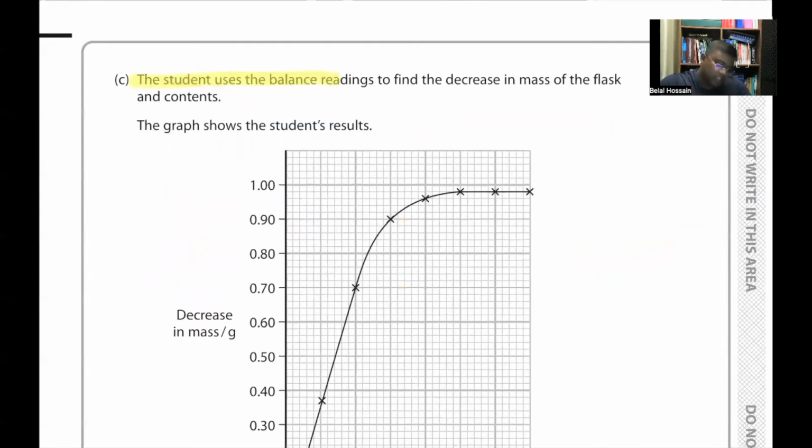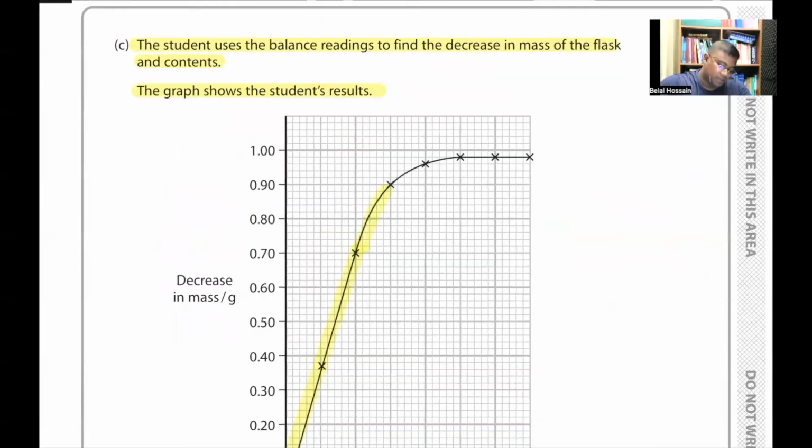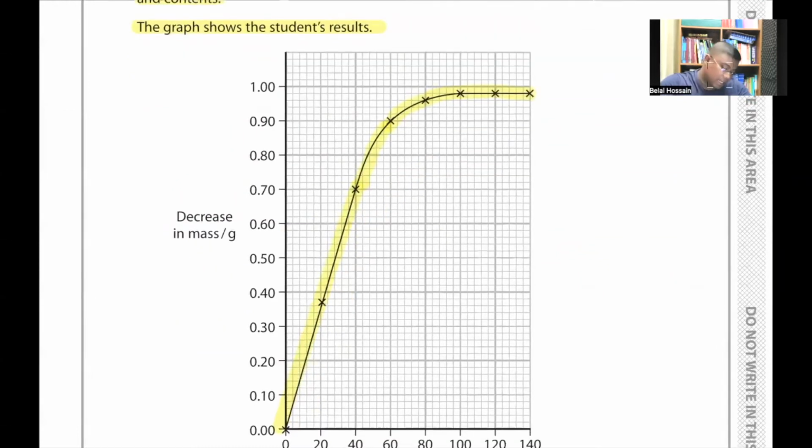The student uses the balance readings to find out the decrease in mass of the flask and contents. The graph shows the student's results. As we can see, as the time increases, initially the decrease in mass is really fast. However, then it slows down, and after that it plateaus, which indicates that the reaction has finished. We can consider the time when the reaction has finished to be 100 seconds. This is the point where the reaction has finished.